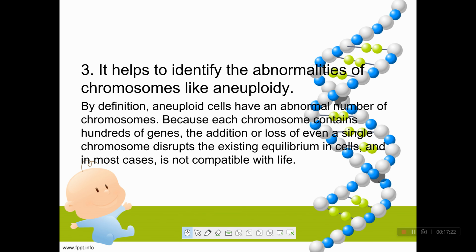Next, it helps to identify abnormalities of the chromosome like aneuploidy. By definition, aneuploid cells have an abnormal number of chromosomes. Because each chromosome contains hundreds of genes, the addition or loss of even a single chromosome disrupts the existing equilibrium in the cell, and in most cases it is not compatible with life.